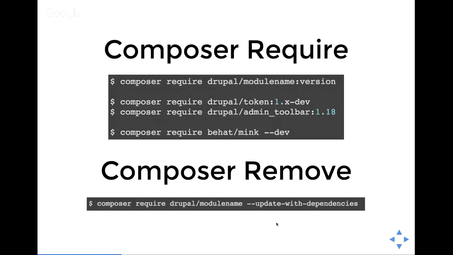And then Composer remove, you don't have to worry about versions or anything on there. Actually, I need to change that. That should say composer remove drupal module name. And then the update with dependencies just means it's going to go out and check for any unused dependencies in your Composer project and remove those.